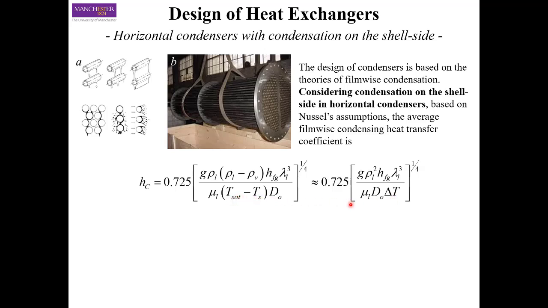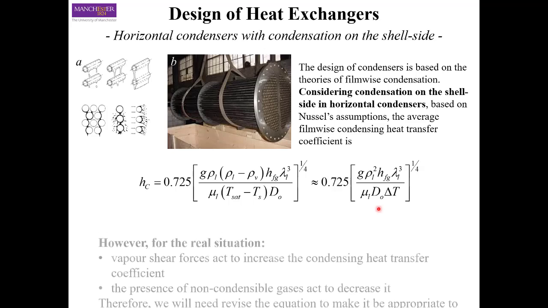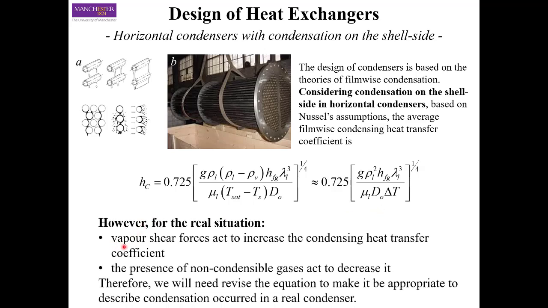Okay. But this equation is developed based on ideal assumptions. This is the ideal system where we are not considering the effect of any shear effects or non-condensing systems. But in reality, it is very likely that you have shear stress because of the vapors on the outside of the tube. And as such, the condensation heat transfer coefficient is going to increase. And also the presence of non-condensable gases like nitrogen, for example, in your system acts to decrease your overall condensation heat transfer coefficient. Therefore, we need to revise or modify this equation to adapt it to a more realistic situation.